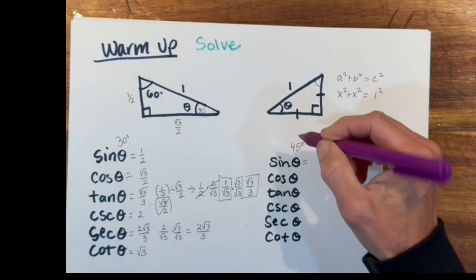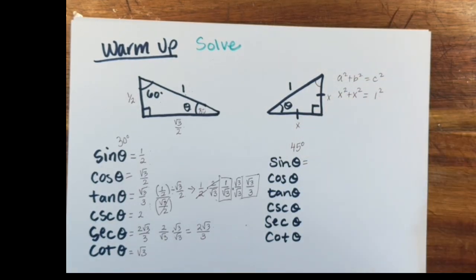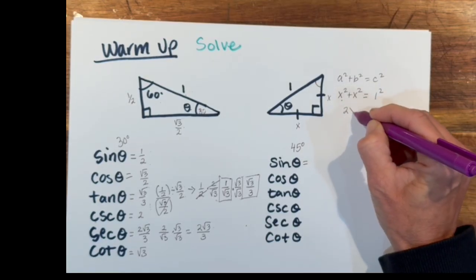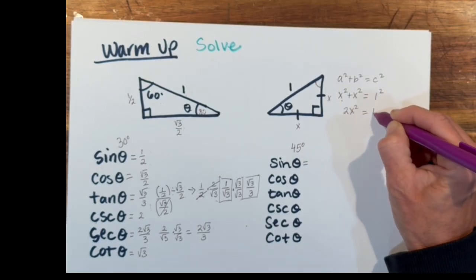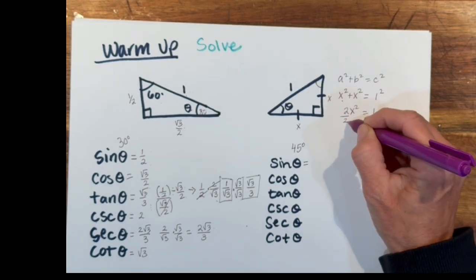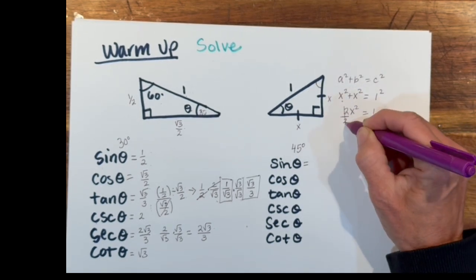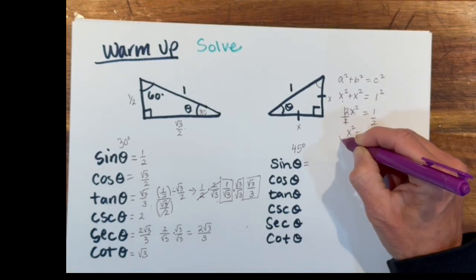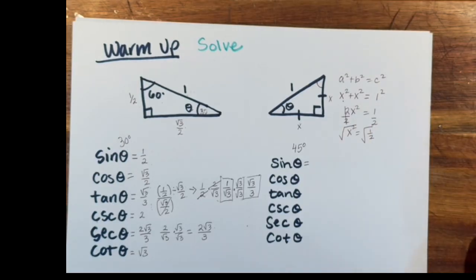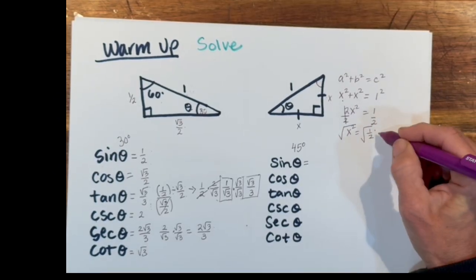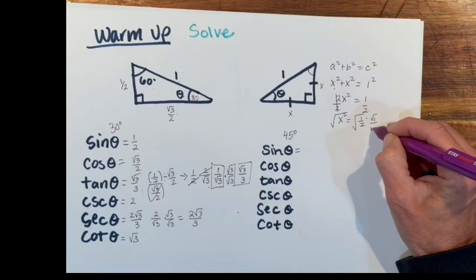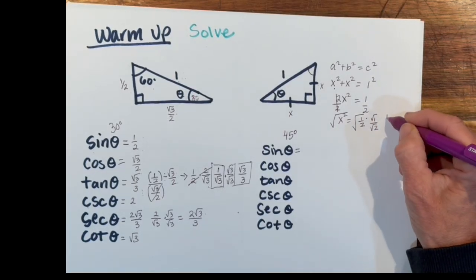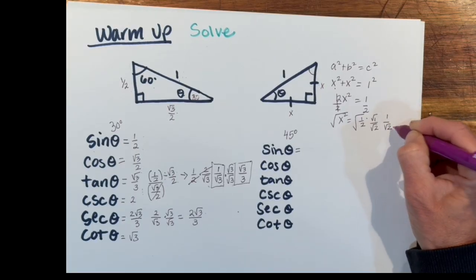Where these sides are both unknown as x. So I have 1x squared plus 1x squared, that's giving me 2x squared is equal to 1. Dividing by 2, I'm getting x squared equals 1/2, and then I take the square root. When I take the square root of this fraction, I'm taking the square root of the top and the square root of the bottom. The square root of 1 is just 1. So this gives me 1 over rad 2.